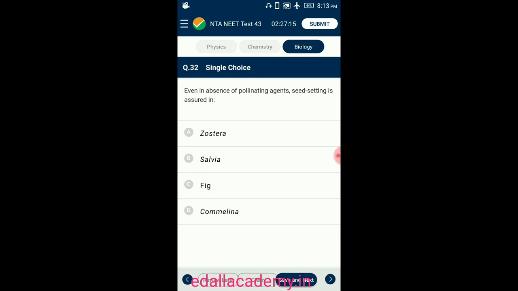Camelina has cleistogamous flowers and is invariably autogamous, and hence assured seed setting occurs even in the absence of the pollinator. So the answer for this question is option D, Camelina.